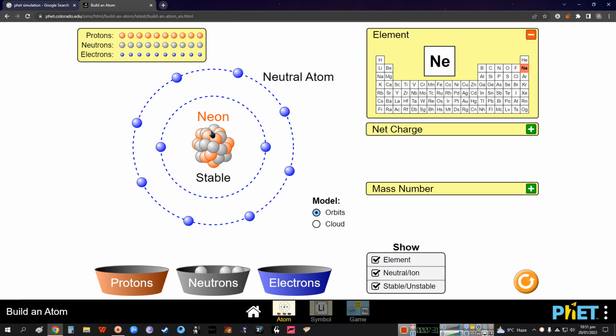The stability depends on the nucleus, and the charge depends on the presence or the absence of these electrons, right? The absence means a positive ion, and let's reduce the atomic number, right? Oh, it's still not balanced. I think we need to add more neutrons. Yeah. Okay, here we go. And in case of an increase in the number of electrons, we have a negative ion.